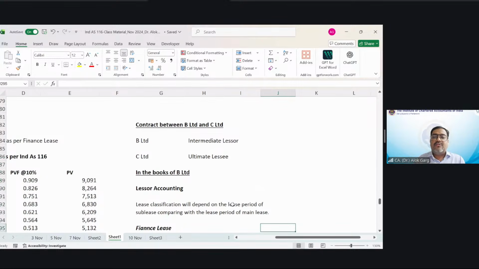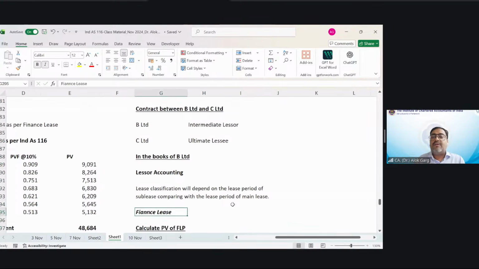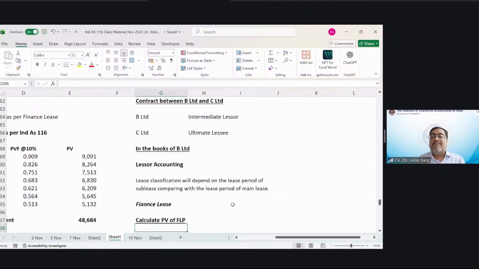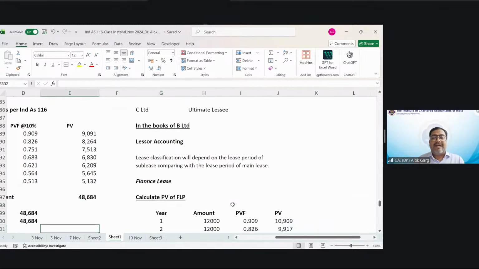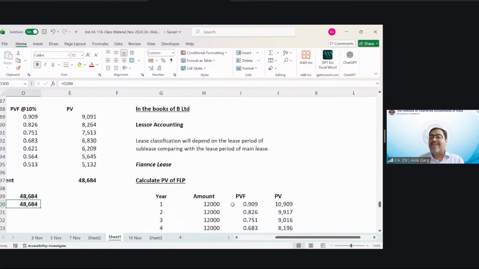Okay. So this will be finance lease accounting, and what will B Limited do? B Limited will de-recognize the ROU. B Limited has capitalized the ROU at 48,684. So B Limited will de-recognize the ROU, right? And B Limited will recognize the lease receivable. How will B Limited de-recognize the ROU?